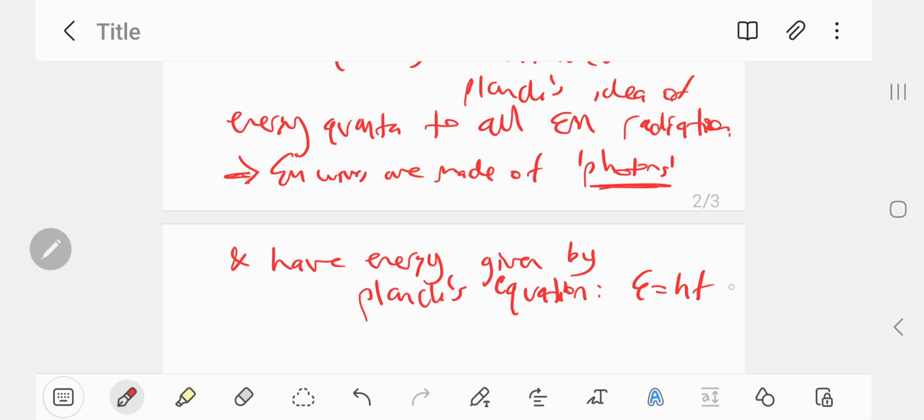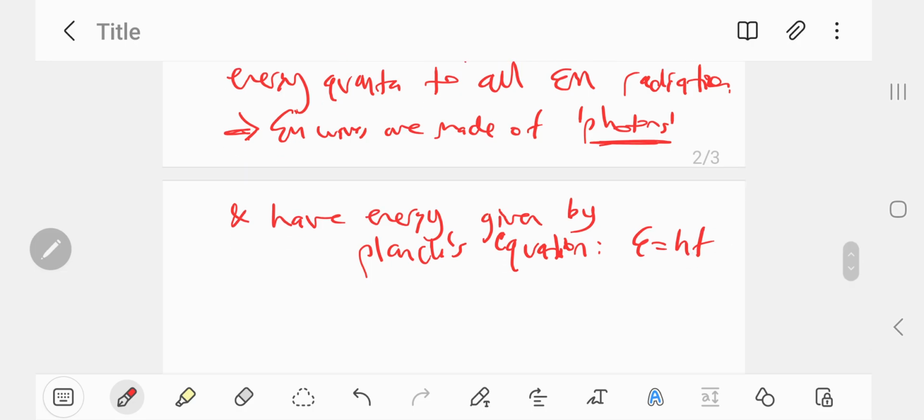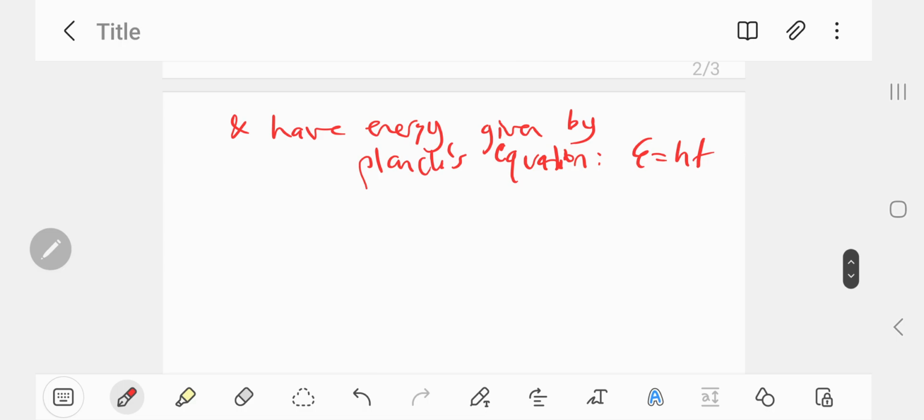E equals hf, where E is the energy of the photon, measured in joules. h is Planck's constant, a number, 6.626 times 10 to the minus 34 joule seconds. And f is the frequency of the photon, given in hertz.